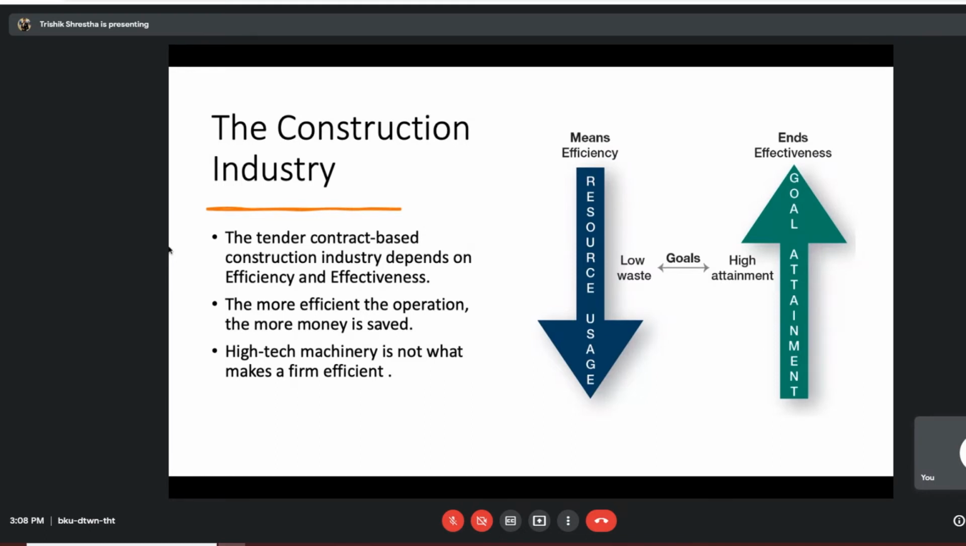So the way you make money inside the construction industry is in fact by becoming efficient. The more efficient you can be inside the industry by operating a construction company inside a project, the more money you will save and the more profit you will make. Right? So for you to become efficient, for you to become more efficient than your competitors, you don't necessarily need to have a lot of high-tech, expensive machinery items.